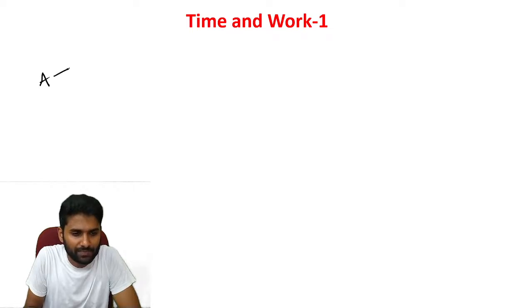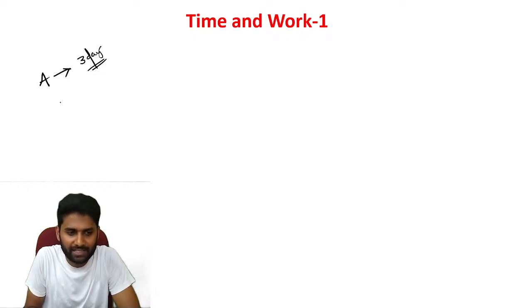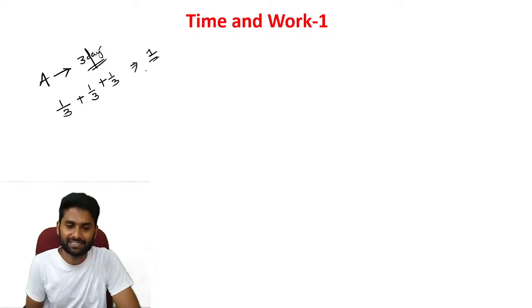Now here is the question. A can do the work in 3 days. See what it means? A person completes the work in 3 days. He needs to complete 1/3 of the work every day. First day 1/3, second day 1/3, and third day also 1/3. Then the total work is completed in 3 days.